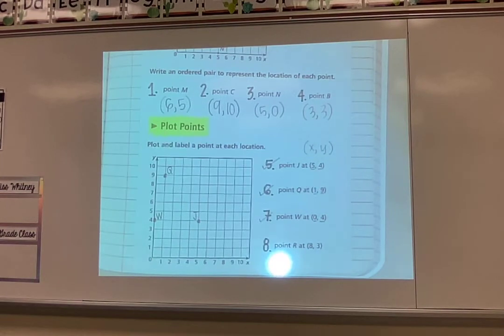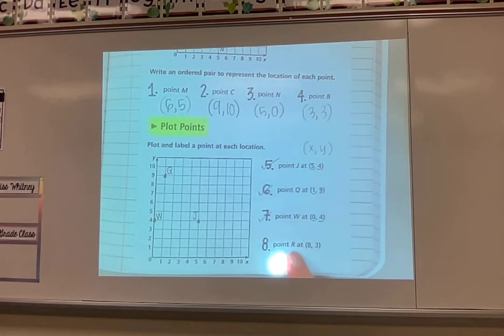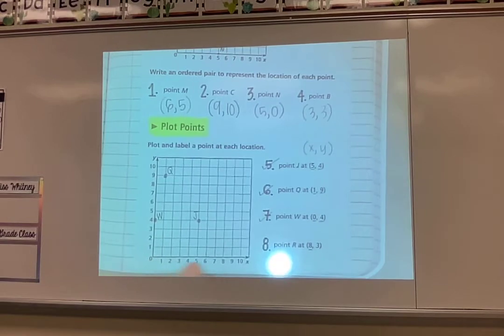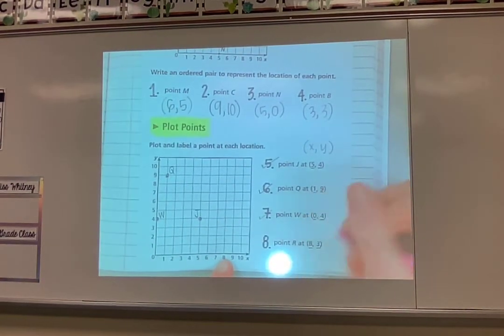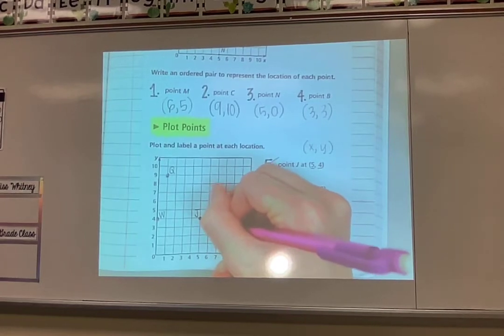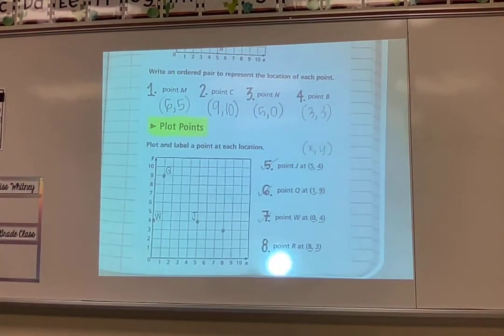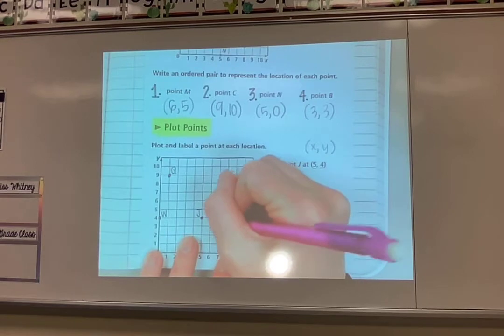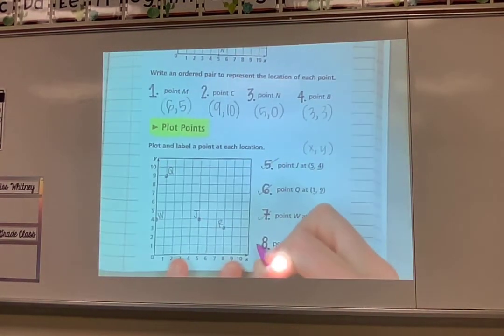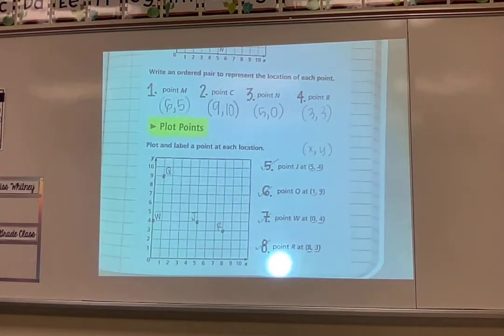We have one more point to plot here. Point R is at 8, 3. So my x coordinate is first, so I need to go across the x-axis to 8, and then up the y-axis to 3. So that would be right here. Making my point nice and thick so you can tell. And it is point R. Go ahead and label it with an R. Remember, capital on those. And check it off. I have all 4 of those points plotted.